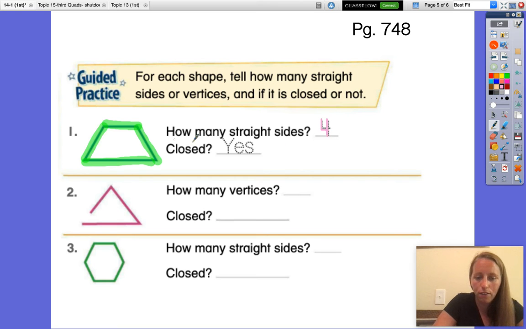Now it's asking if it is a closed shape. Are there any sides that aren't touching? It's a little hard to see when I trace over it, but I'll erase it so it's easier for you to see. But all of their sides are touching. There's no openings in the shape for us to get through. So that means, yes, it is closed.